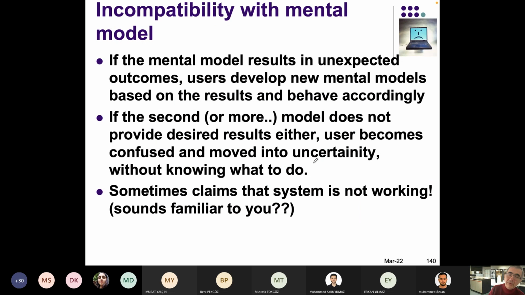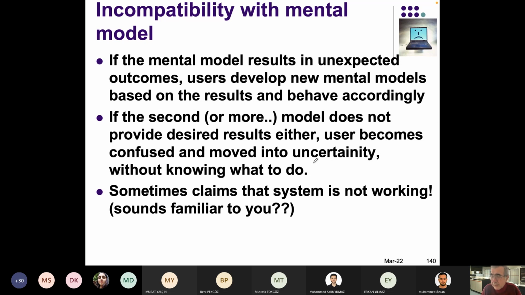When the interface is incompatible with the mental model of the user, if the mental model results in unexpected outcomes, users develop new mental models based on the results of the interface, such as you click something and some other thing happened than you expect. Then you say, okay, maybe it is behaving this way. And you try again. You try again with the new correction in your brain.